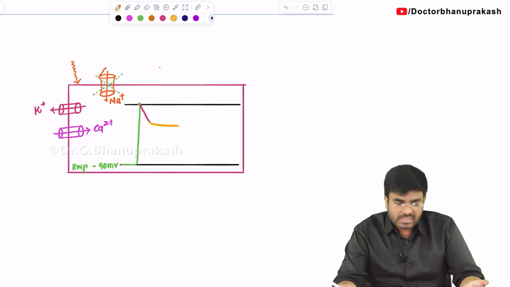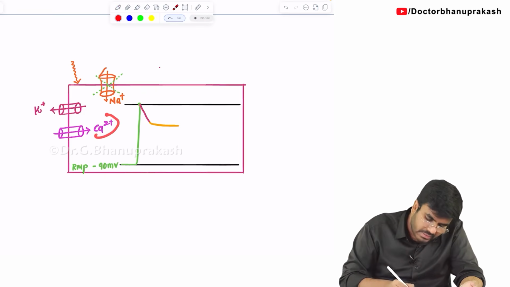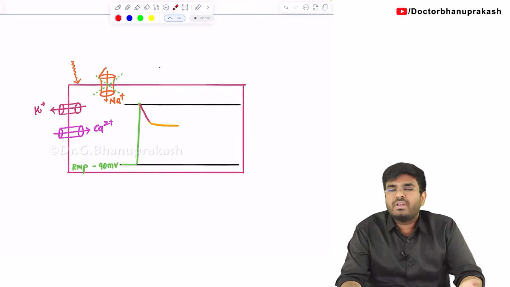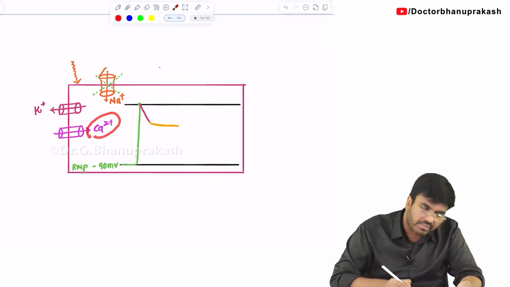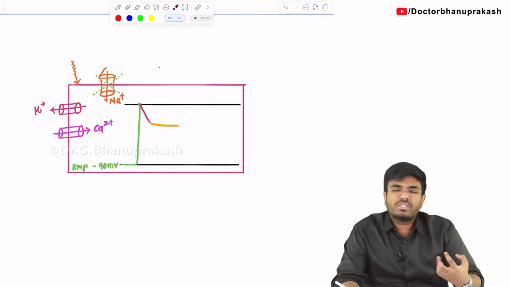And you know, this is calcium. See, now who came into the cell? Calcium comes into the cell. Now this calcium will help in the contraction of the muscle. This is a muscle cell. So what is the purpose of this calcium? The purpose of the calcium is to cause the muscle contraction.